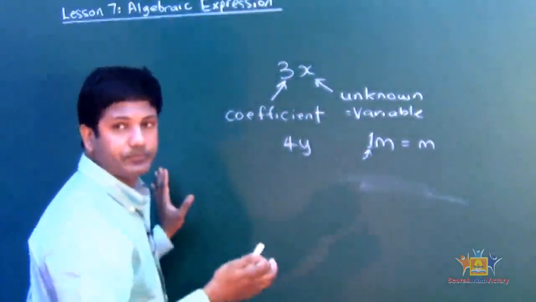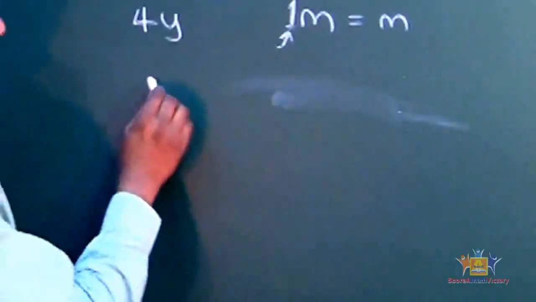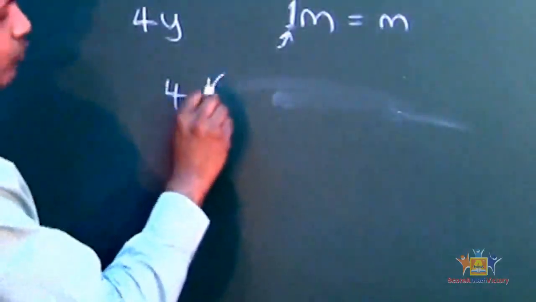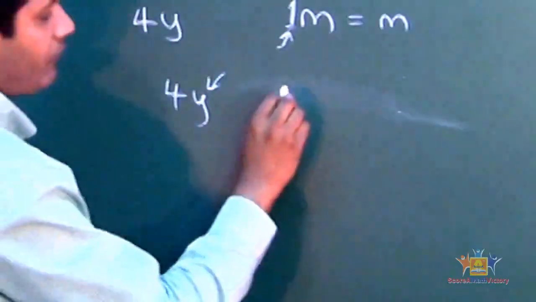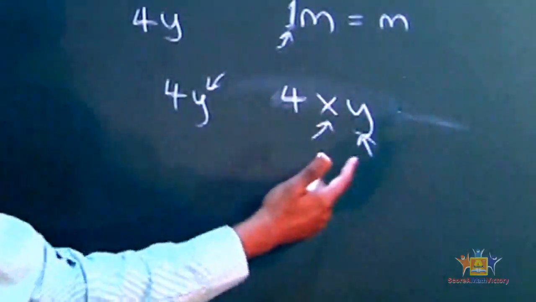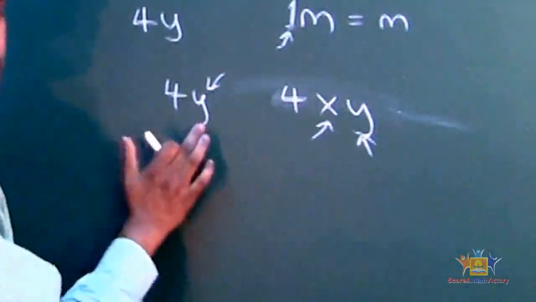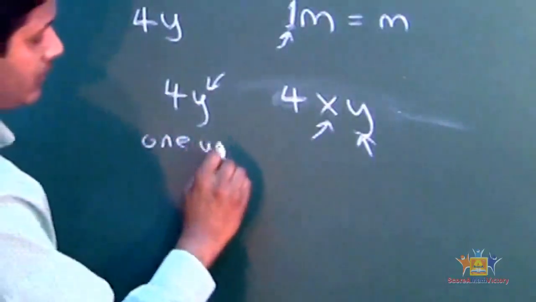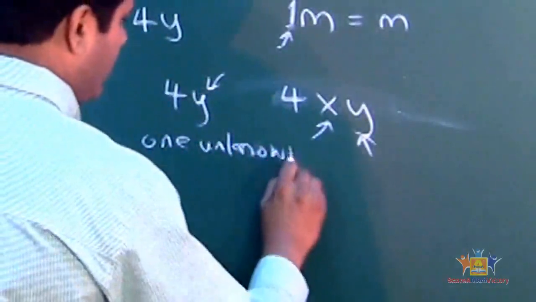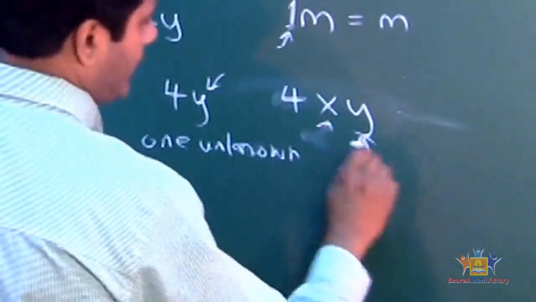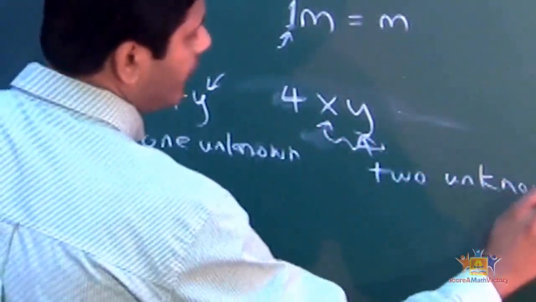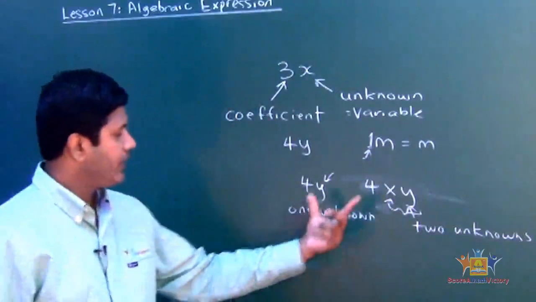Now let's talk about the unknowns. Let's say I have 4y. In this case, this is one unknown. If I were to have 4xy, that is two unknowns. I don't know what x is, I don't know what y is. So this is one unknown, or one variable, and this one has two unknowns. Keep in mind, this is one unknown and this has two unknowns.